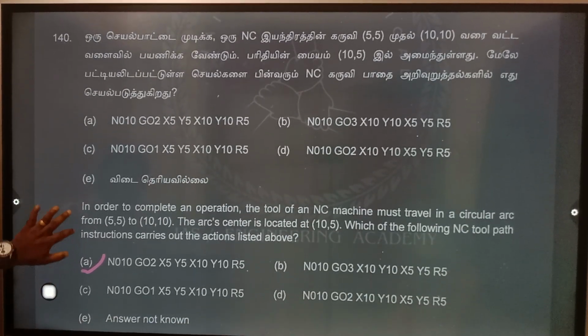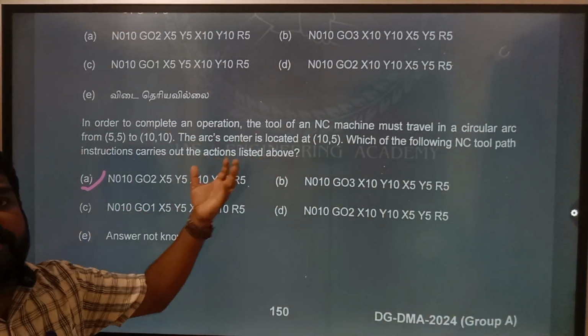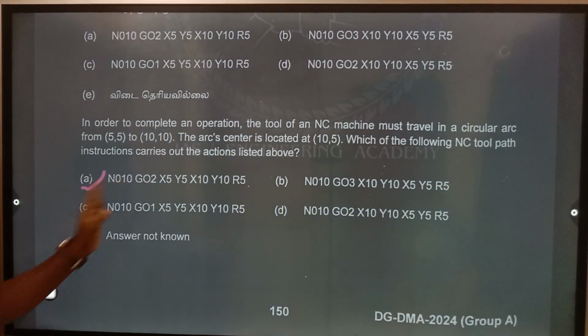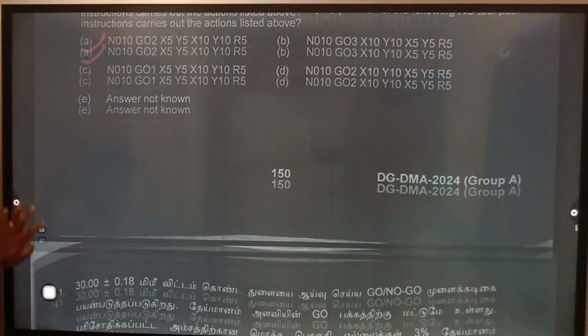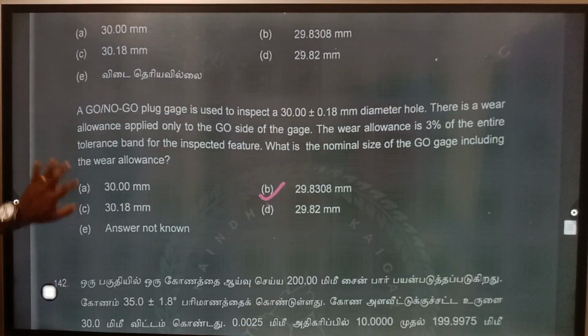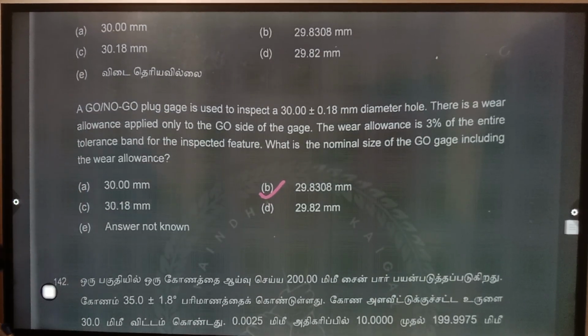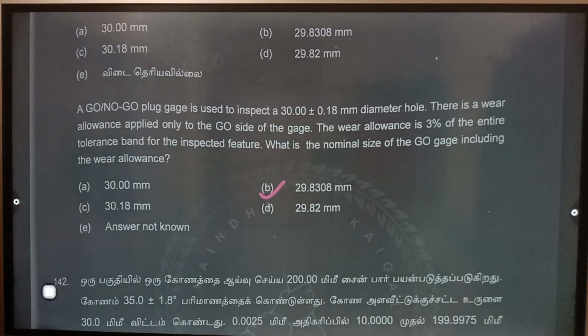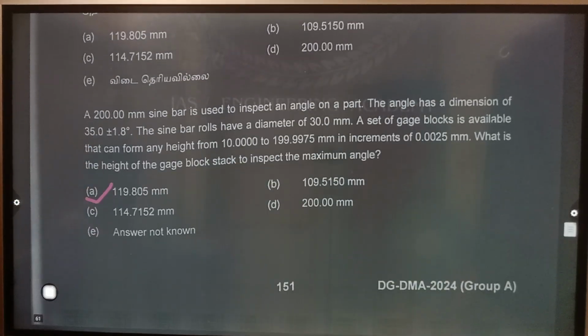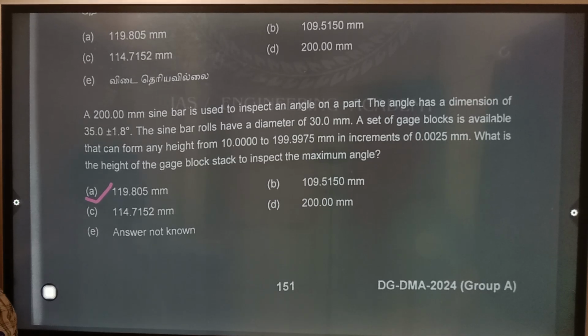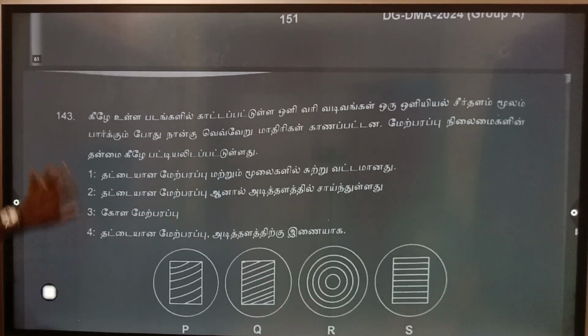140. Which is the correct code? Okay, the code is asked. So the answer will be A. Then 141. A go and no go plug gauge. Answer is B: 29.83. Then 142. A 200 mm sine bar is used to inspect an angle on a part. Answer is 119.805 mm. Answer is A. 143.